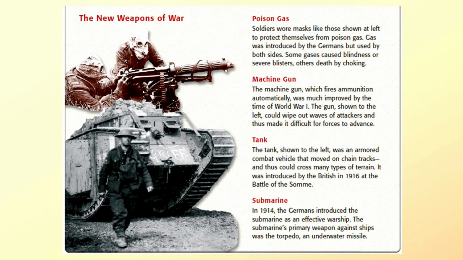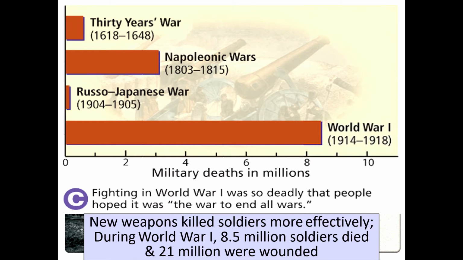So here is a list. Poison gas, you've got the machine gun, tanks, the submarines, and these were all pieces of new technology that made a huge difference in the war. Just look at the casualties. You've got military deaths in the 30 Years' War, the Napoleonic Wars, the Russo-Japanese War, and World War I all compared, and look at the casualty rate in World War I. New weapons killed soldiers more effectively. During World War I, 8.5 million soldiers died and 21 million were wounded.